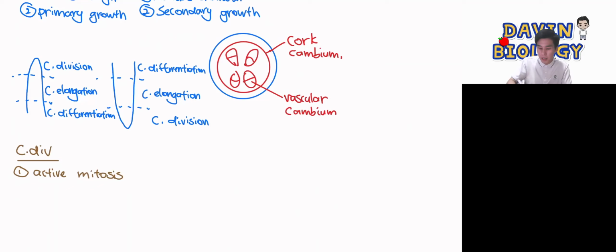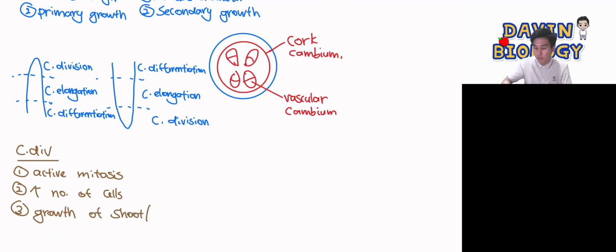Now, why do they keep on undergoing mitosis? Because you need more cells to grow. So basically, it's to increase the number of cells for growth. Depending on whether the question is asking about shoot or root, you answer differently. If the question shows shoot, then you say growth of shoot. If they show you root, then you say growth of root. So this is the simple thing you need to know. Mitosis, more cells, growth. That's it.